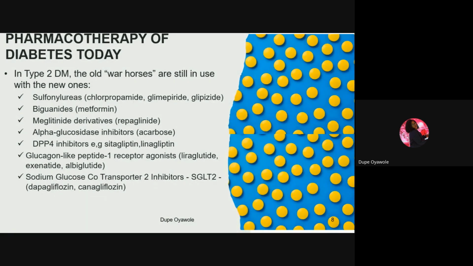Then you have the sodium glucose co-transporter 2 inhibitors, SGLT2. Those are the recent ones. Because it has this added advantage of renal protection and also cardiac protection that has been known with it, it's also frequently used now, depending on the cost. And the good thing now is that there are even some generics available now that are more affordable to the patient.